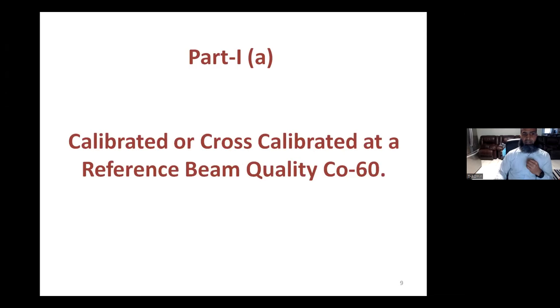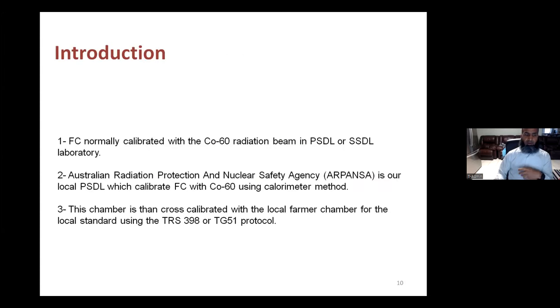So the calibrated or cross-calibrated at the reference beam quality is the part one, which we normally have in Pakistan. Our chamber is calibrated at the SSDL lab, which is based on cobalt 60. There are a few references I'm giving you. In Australia, as I told you, we can get the direct beam calibration. The chamber can then be cross-calibrated against a local reference chamber, or you can use the direct beam calibrated chamber from the SSDL lab.